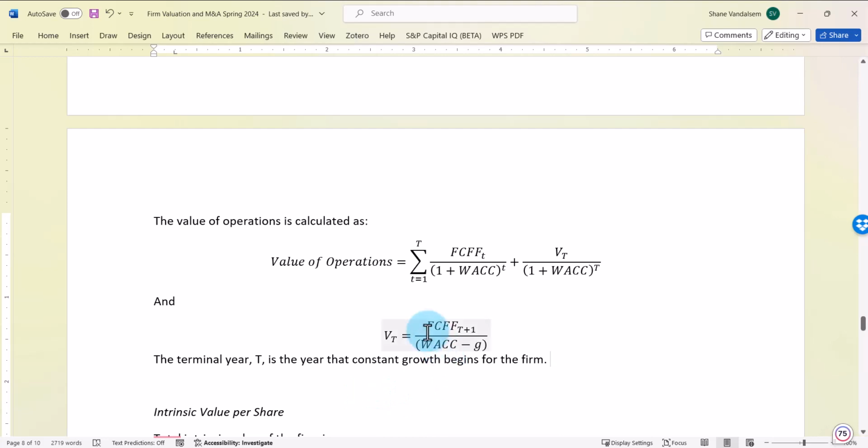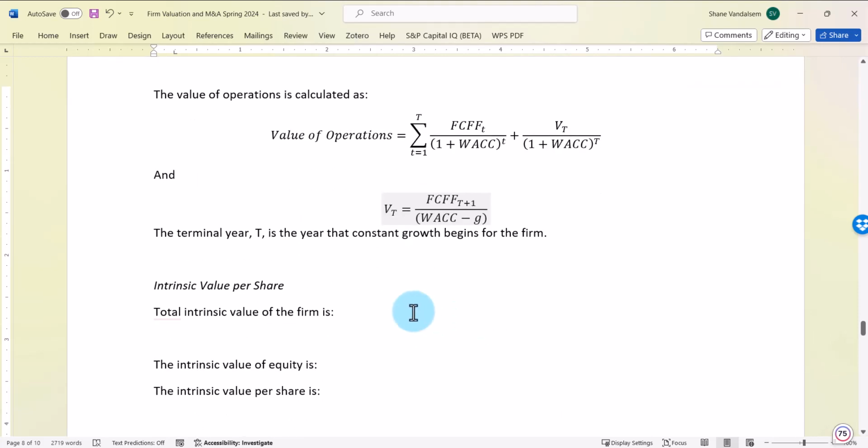And so we'll use this equation here that says the value of the firm at the terminal time period is equal to the next free cash flow to the firm divided by the weighted average cost of capital minus the growth rate. So to go from the intrinsic value, to go from the value of operations to the intrinsic value per share, we take the total intrinsic value of the firm is equal to the value of operations plus the value of non-operating assets.